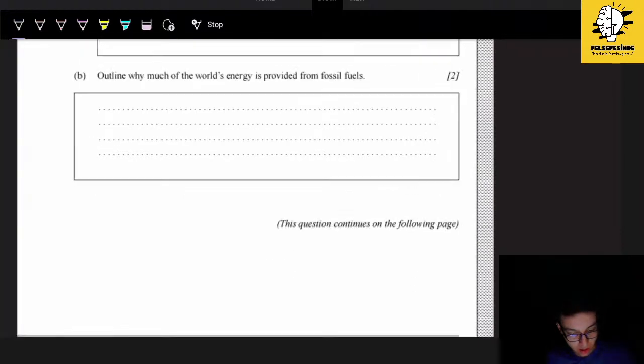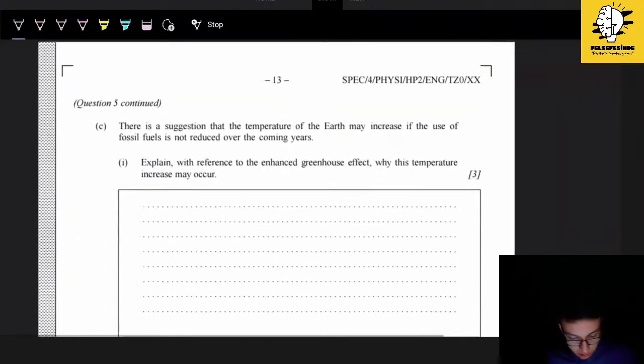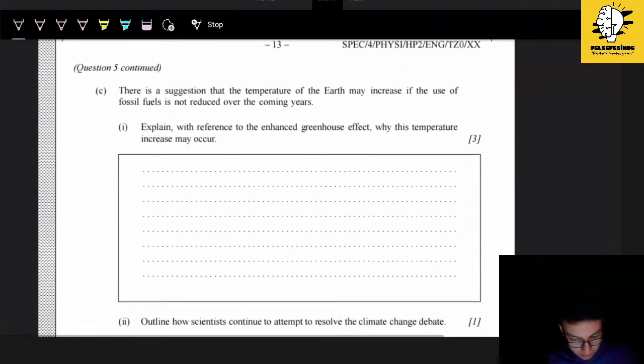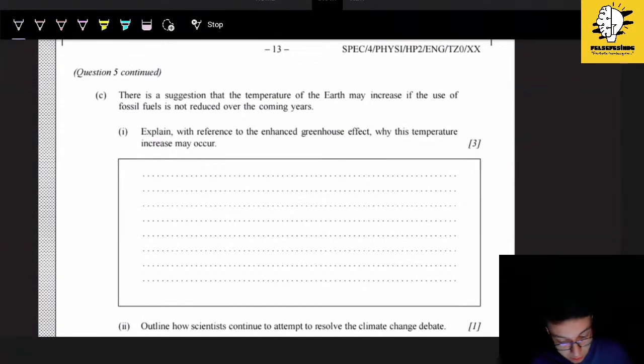So, next question. There is a suggestion that the temperature of Earth may increase if the use of fossil fuels is not restricted. It says, using greenhouse effect concepts, explain why this temperature increase may occur.